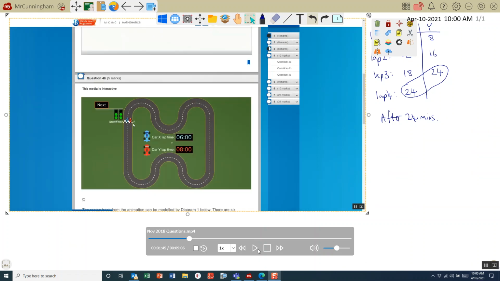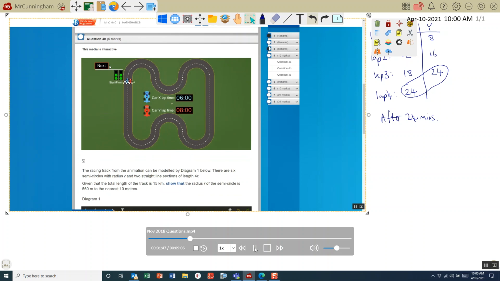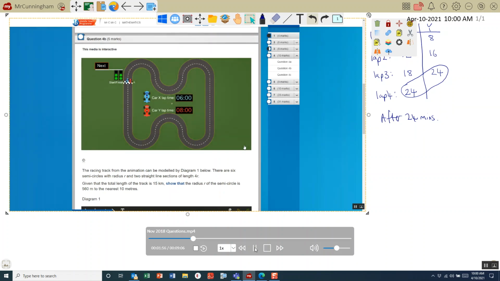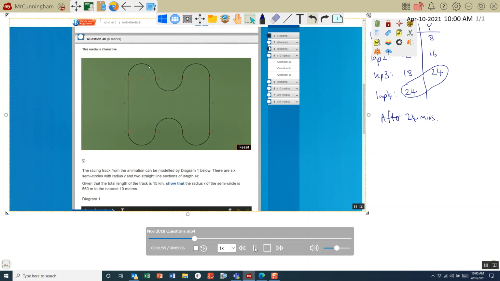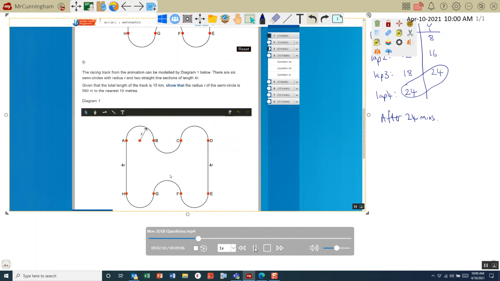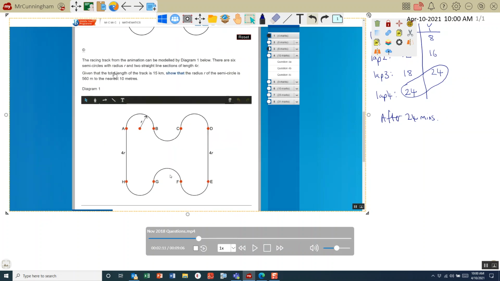Okay, so we've got more interactive media. So it is just taking our track and representing it by the diagram: 6 semicircles with radius r and 2 straight line sections of length 4r. And I think if we just scroll on down, there we go. We're told, given the total length of the track is 15 kilometers, so it's 15 kilometers the whole way around, show that the radius of one semicircle is 560 meters to the nearest 10 meters.